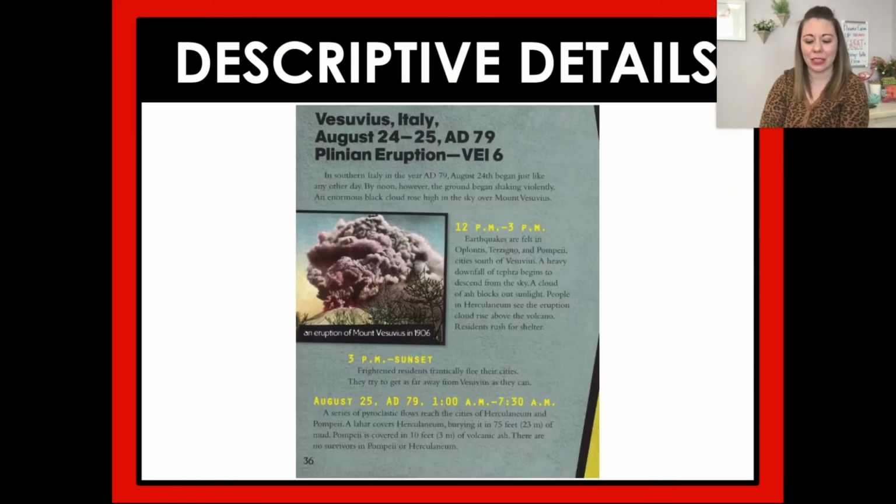So in this passage, we want to think about what are some descriptive details that they gave us to help us really imagine what it was like. So let's see. In southern Italy in the year AD 79, August 24th began like just any other day. By noon, however, the ground began shaking violently. An enormous black cloud rose high in the sky over Mount Vesuvius.